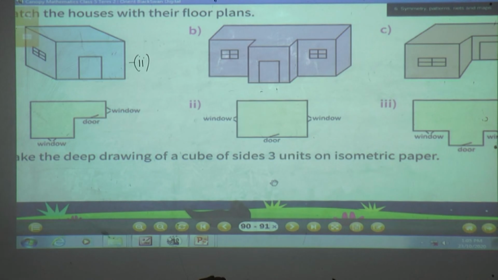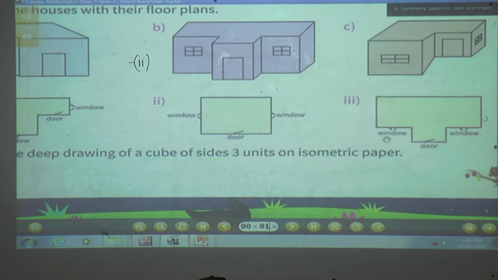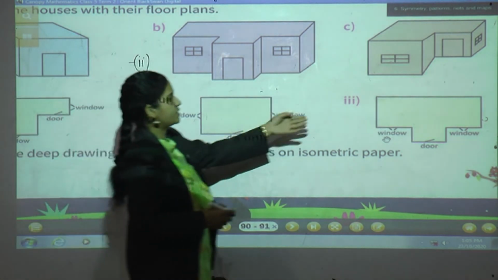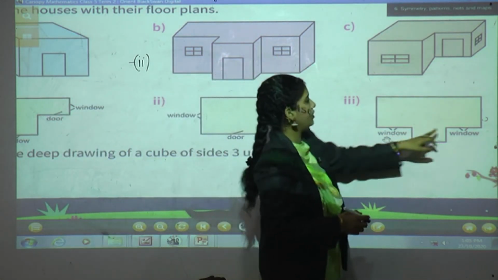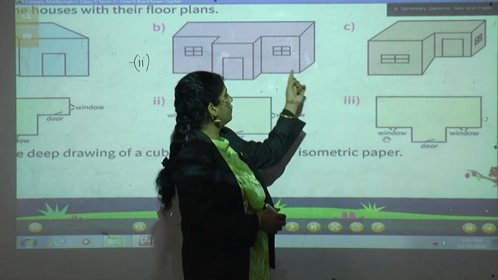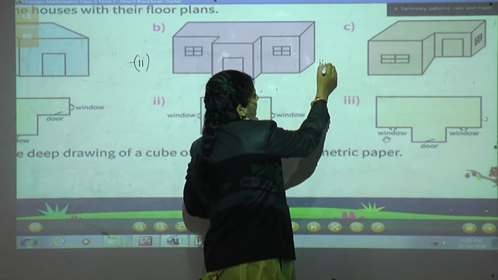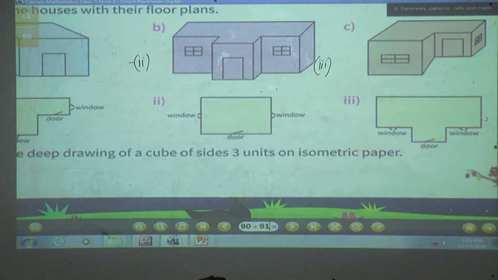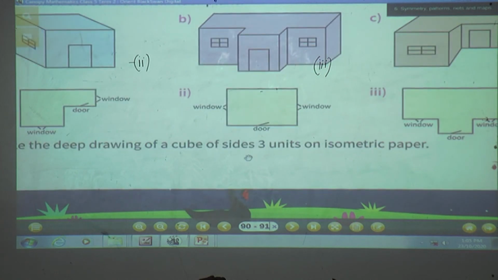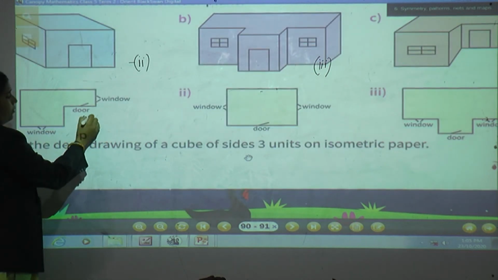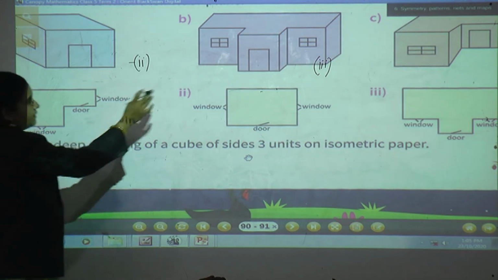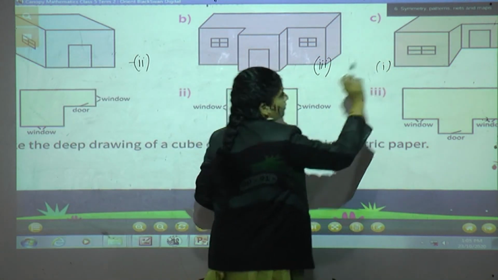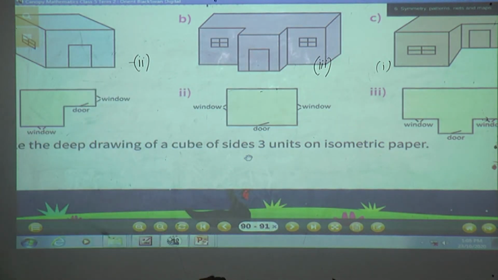Okay, now B1. See students carefully here. We can match this with the third one, because on two sides there is a window here and a door. So we can match it with the third one. And now the last one, see. So here is the floor plan of C1. So you can write there, first one. Okay, in this way you can match the floor plans.